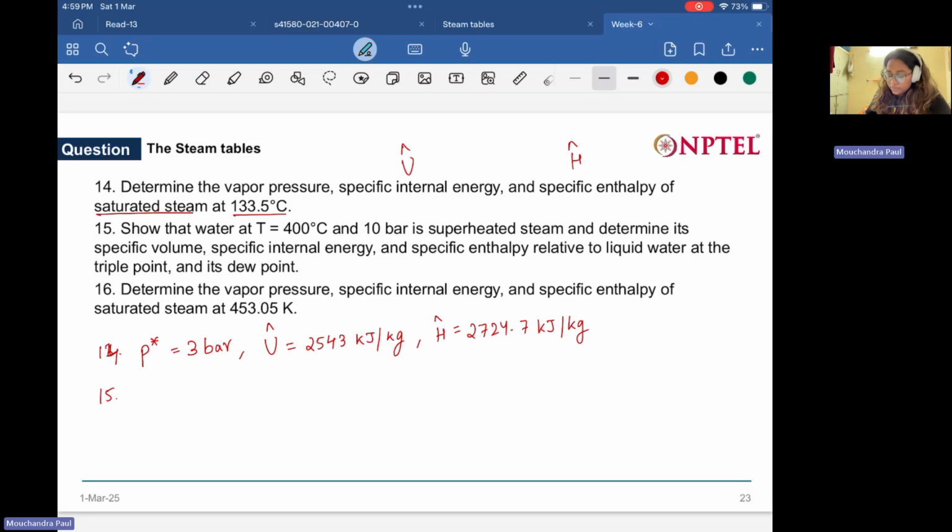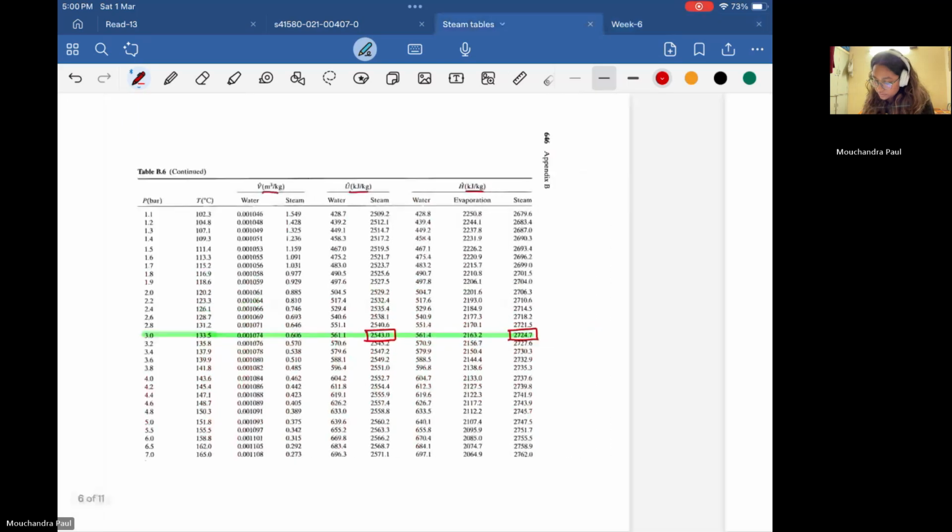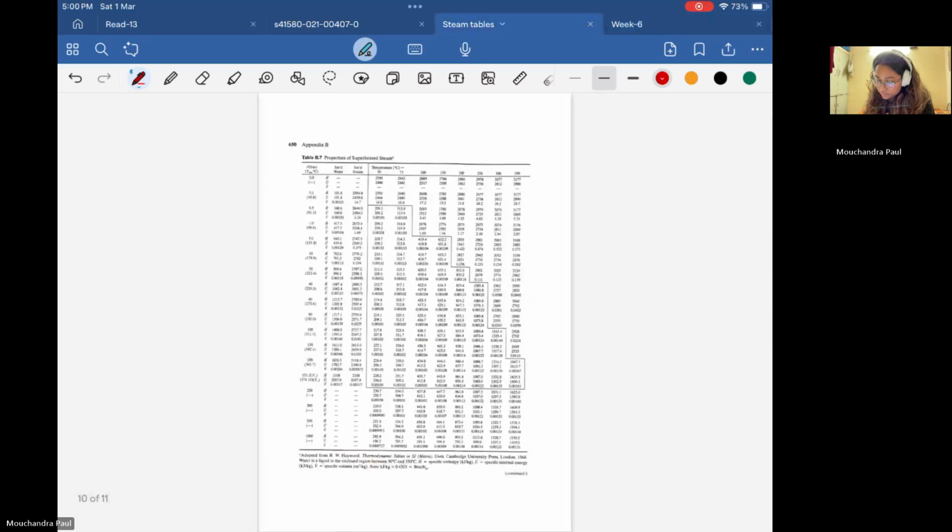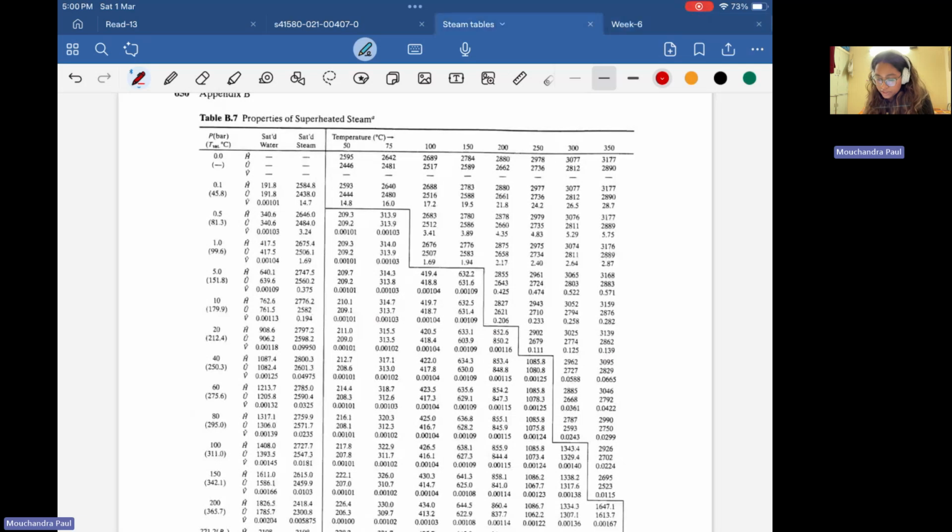Show that the water at 400 degrees Celsius and 10 bar is superheated steam, and determine its specific volume, specific internal energy, specific enthalpy relative to liquid water at the triple point and its dew point. Okay. So first let's go to the table. The properties of superheated steam was given. There you go. Properties of superheated steam.